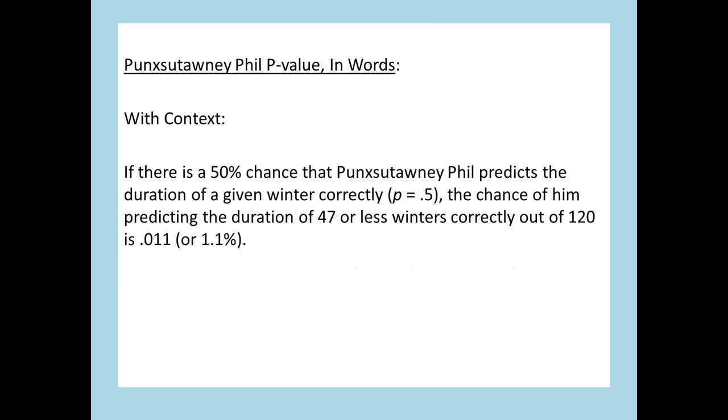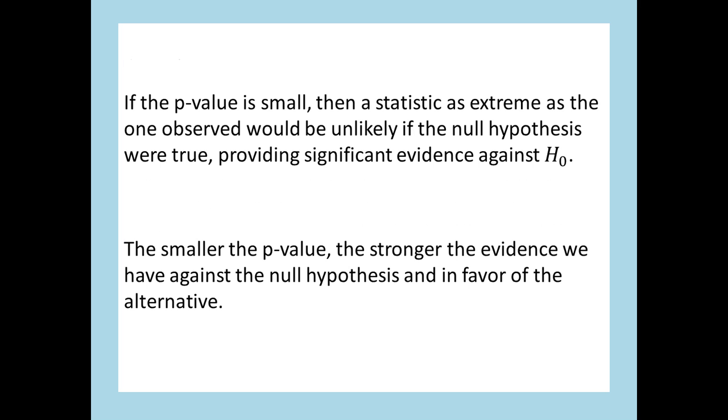Now with context, with everything in there, if there's a 50% chance that Punxsutawney Phil predicts the duration of a given winter correctly, so that's if the null hypothesis is true, if p equals 0.5, the chance of him predicting the duration of 47 or less winters correctly out of 120 is 0.011. Writing out the p-value is kind of long-winded. There's no way around that.